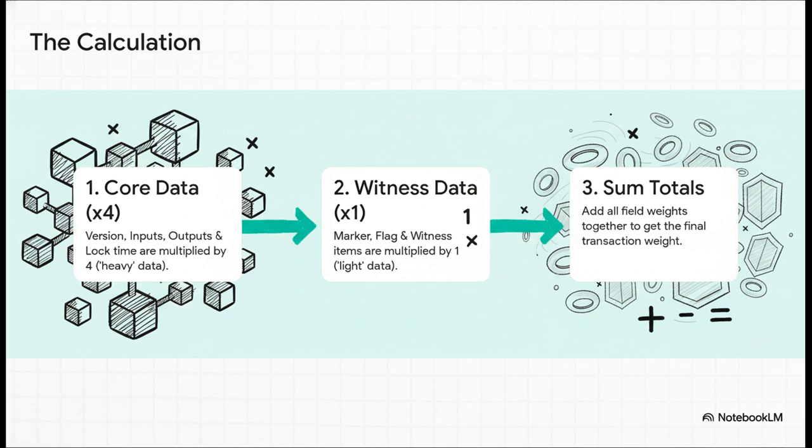This is what we call the heavy data. Then, you take what's called the witness data, which is basically just the proof that you own the Bitcoin, and you only multiply its size by 1. That's the light data. And then what do? You just add it all together.